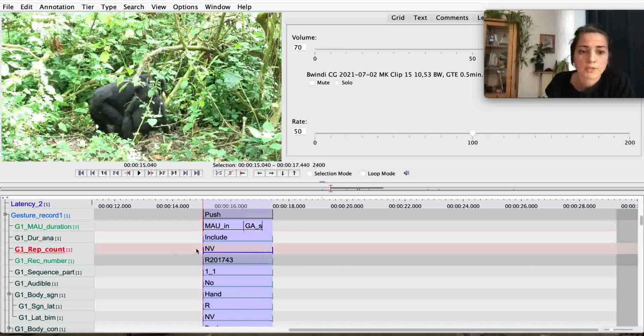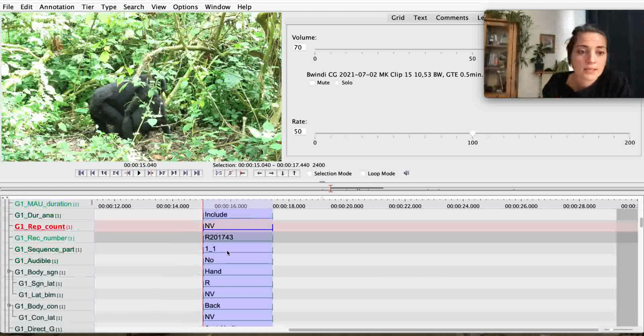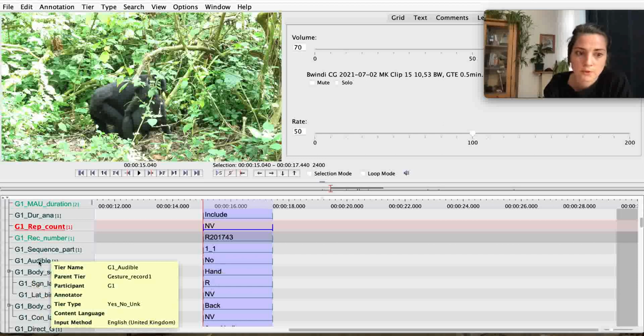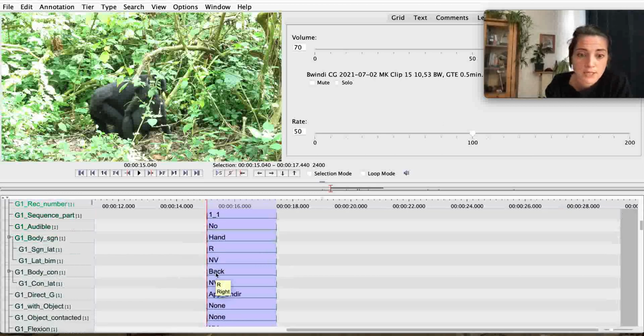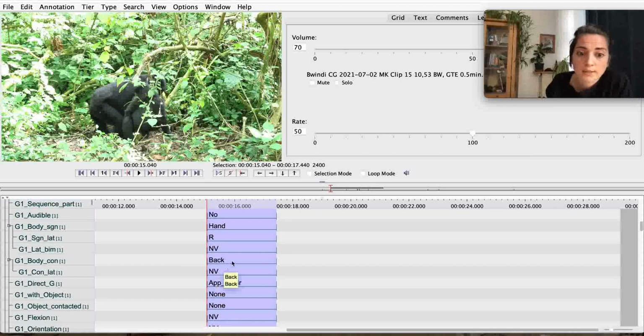Then we have a repetition count. For any gestures that have repetitions, for example, chest beats in the mountain gorillas, we annotate the different hits. Then we mark which body part was used, whether the gesture was audible as well. The laterality, so was it the right or left hand? The contact, so whether the gesture made contact and with what body part.